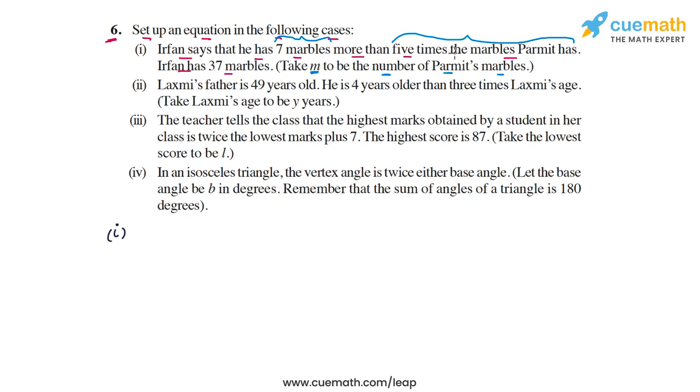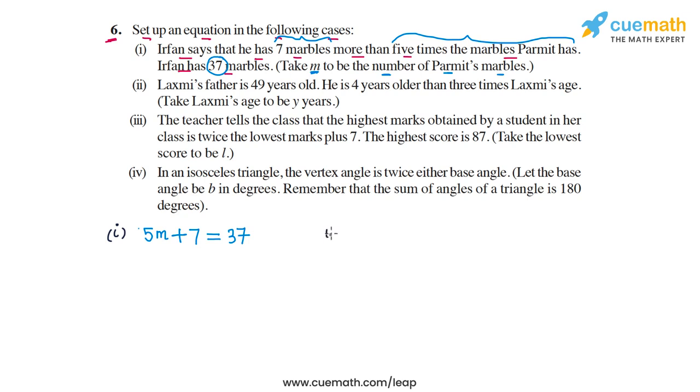So if Parmit has m marbles, then Irfan will have 7 more than 5 times the marbles Parmit has. So 5 times the marbles Parmit has is 5m. 7 more than this is plus 7. So 5m plus 7 is the number of marbles Irfan should have. We are also told that Irfan has 37 marbles. So 5m plus 7 should be equal to 37. This is the equation for part 1.